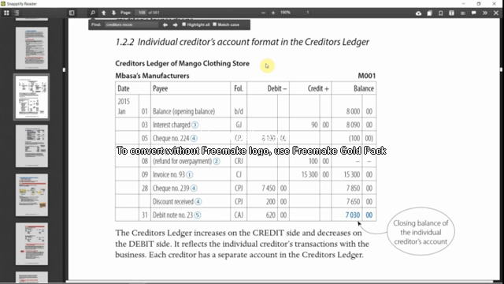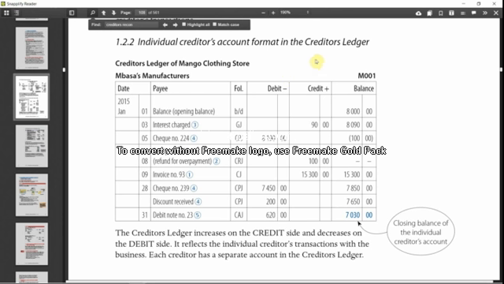Next, we are going to define the creditor's ledger. Now, whereas the creditor's control account gives an indication of the totality of the picture of all the creditors combined, the creditor's ledger is the collection of the individual creditors' accounts. So the specifics and details of all the transactions with a specific creditor we can find in the creditor's ledger.